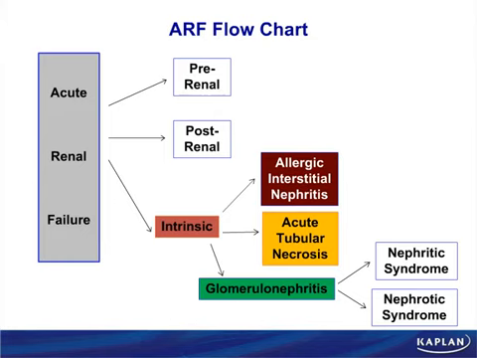If it's intrinsic renal, it could be allergic interstitial nephritis, it could be acute tubular necrosis, or it could be glomerular nephritis. If it's glomerular nephritis, you have to consider, is this the nephritic syndrome, which is due to inflammation of the glomeruli, or is this the nephrotic syndrome, which is due to loss of the glomerular basement membrane? And I will take a look at how you can tell the difference between pre-renal, post-renal, or intrinsic renal.